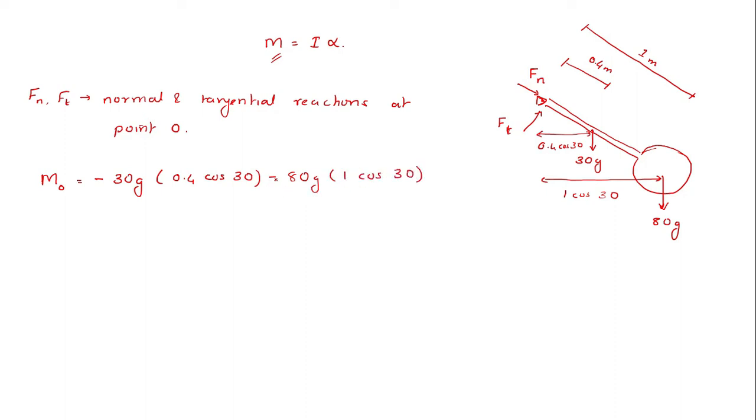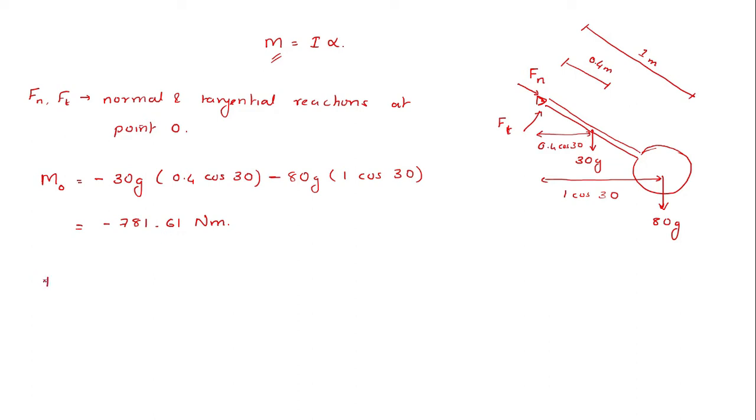I told you I had taken minus sign here. Why? Because it is undergoing a clockwise moment. So as such, I had taken negative here. So if you solve this, okay, you would get minus 781.61 Newton meter.